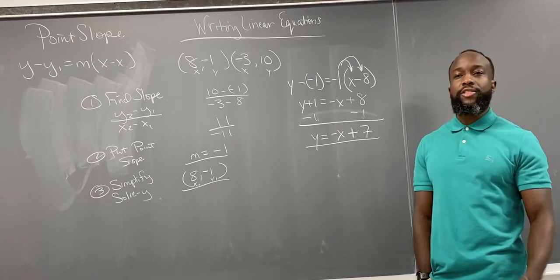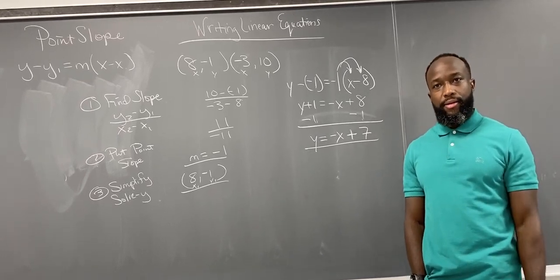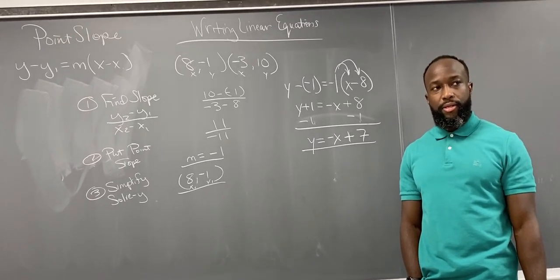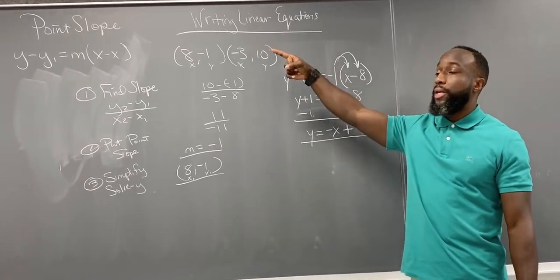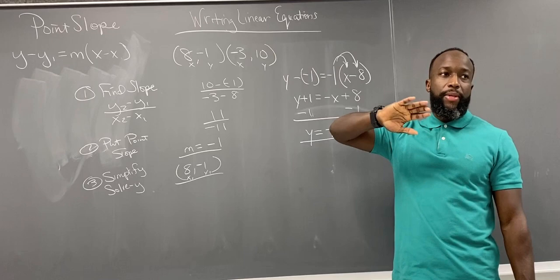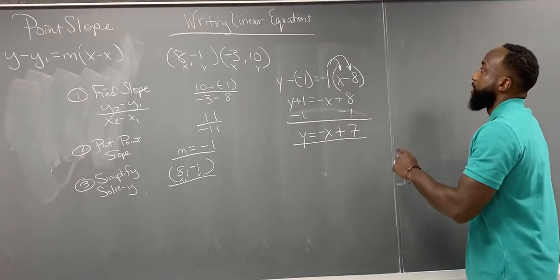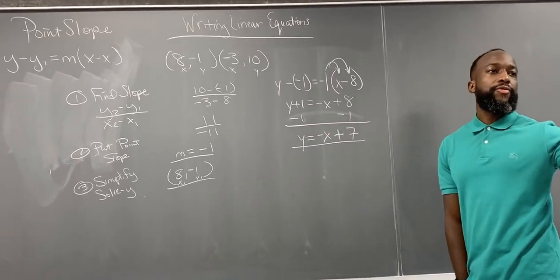There's a faster way we can do it. This is a separate lesson, but we're going to do it today. So now we know how to put it in point slope. Let's get our points for number 5.